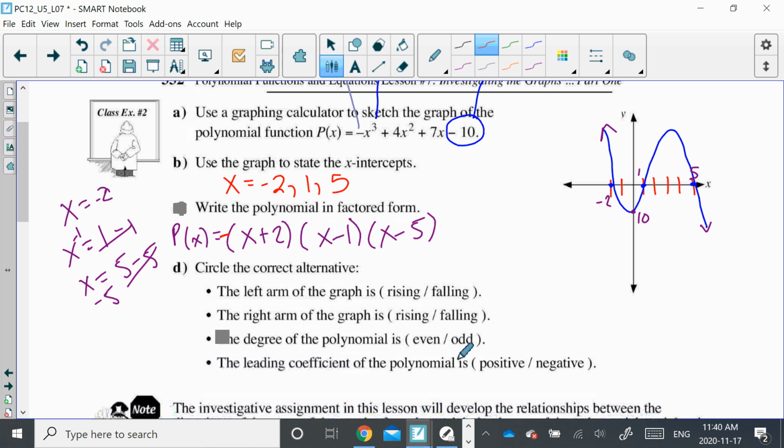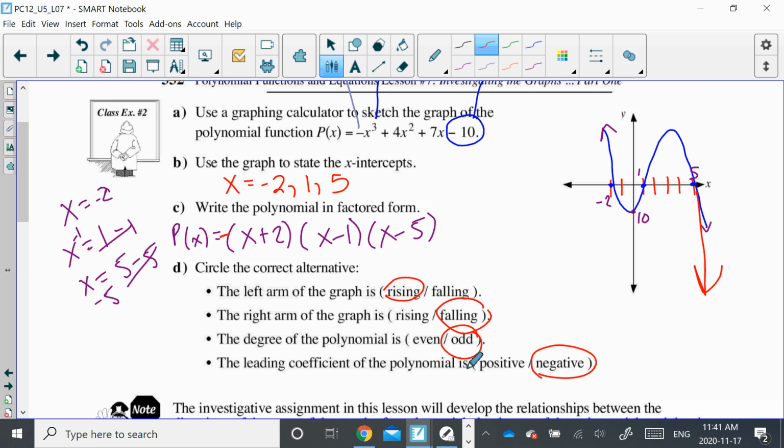Okay, you have to be able to fill things like this or discuss things like this in talking about your graph. So circle the correct alternative. The left arm of the graph, this is the left arm of my graph. This left arm is rising if I kept letting it go on and on. This is the right arm of my graph. This guy is falling. The degree of this polynomial, it is a third degree polynomial, so it is an odd polynomial, and the leading coefficient of this polynomial is negative. There is a negative in front of the expanded form, therefore there must be a negative in front of the factored form.